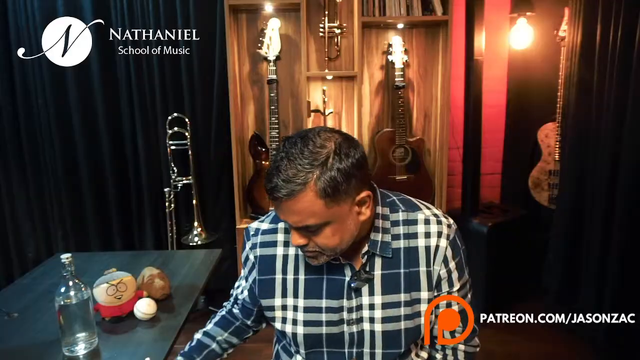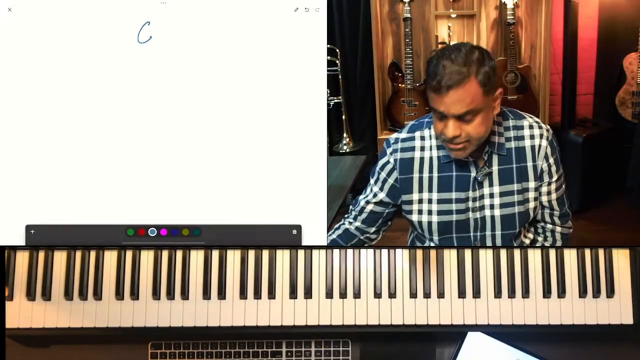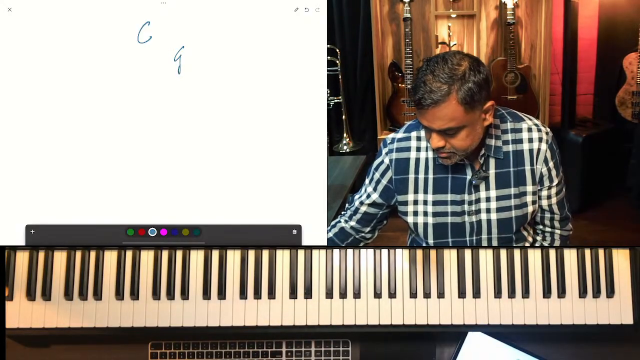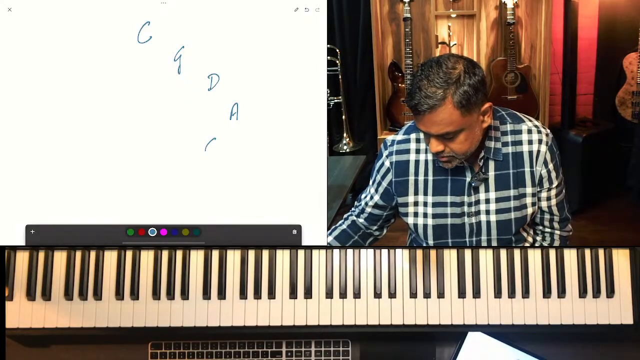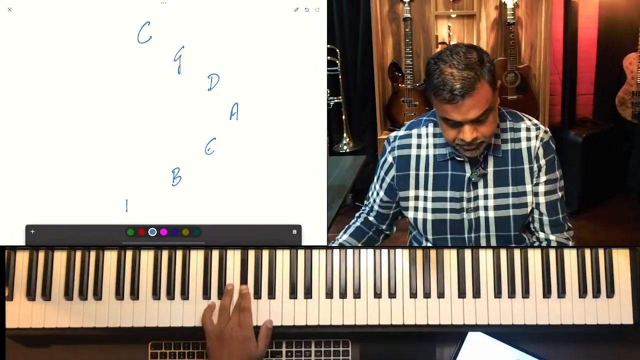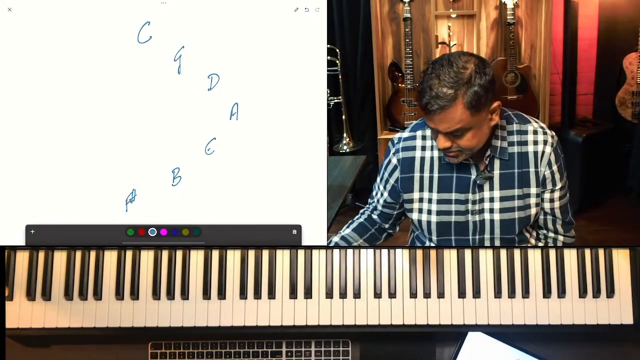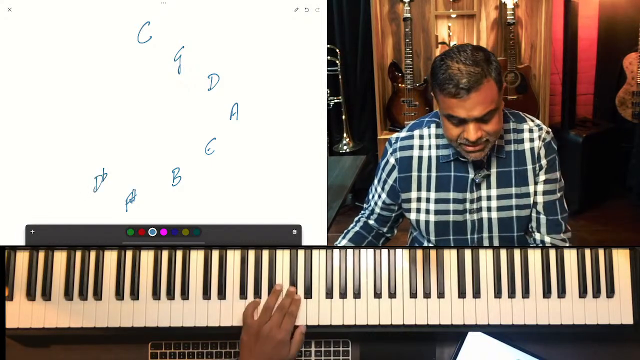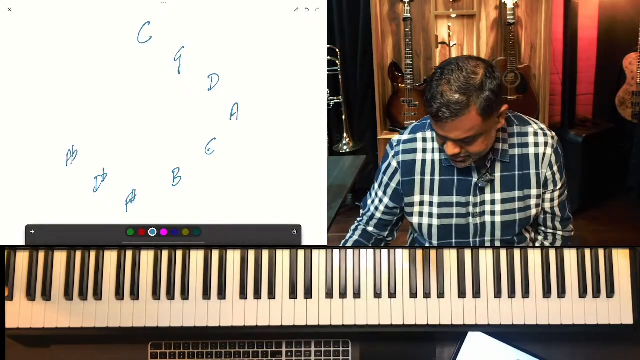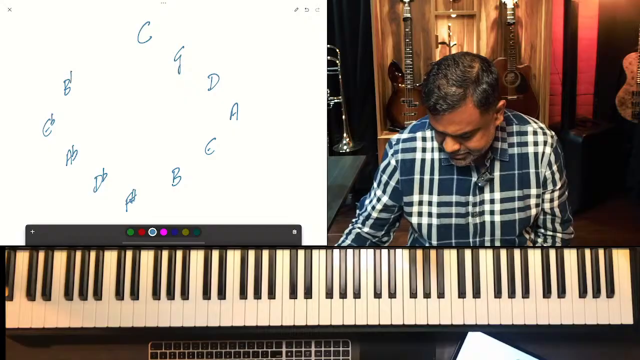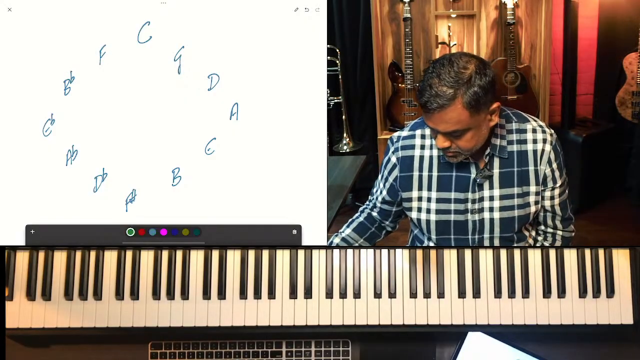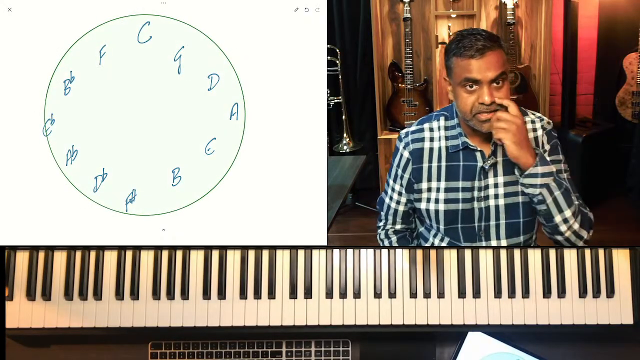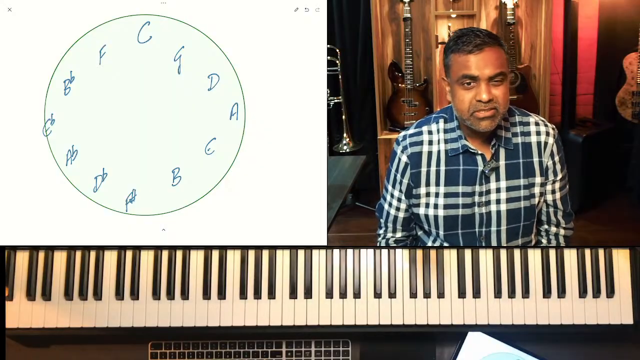So let's just draw that particular circle together. So it starts with C, which is here by the way. So C, G, D, A, E, B, F sharp, also known as G flat. Anyway, D flat, then A flat, E flat, B flat, F, C, and that's the circle of fifths. All you need after this is to draw a neat circle. There we go. So you have a good way to remember it, I guess.